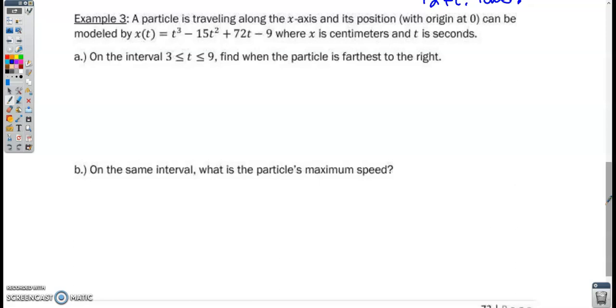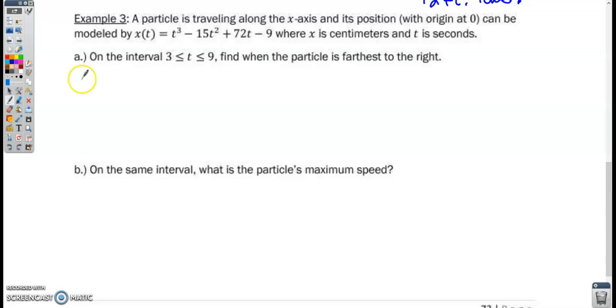It may not be instantly clear that this is an optimization problem, but again, optimization is fastest, slowest, highest, lowest, and in this case, farthest to the right. When we're talking about position, farthest to the right is the maximum position on the time interval. So that's what we're looking for here. We're looking for a maximum position.